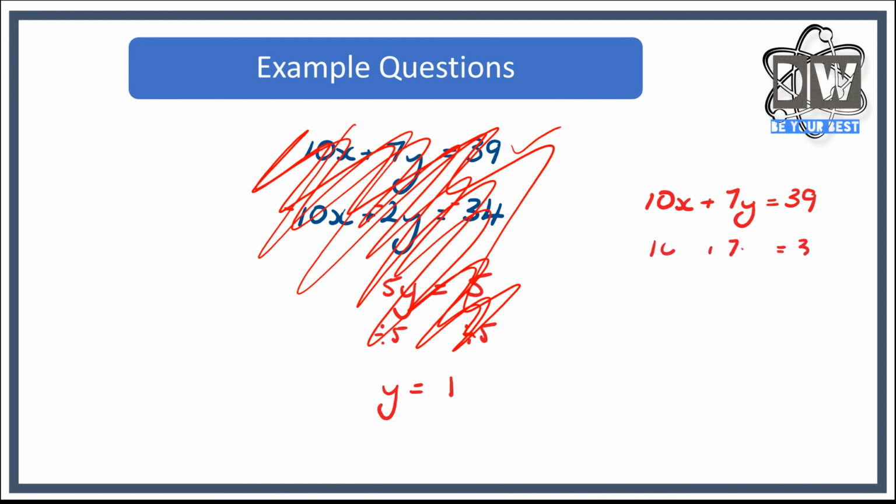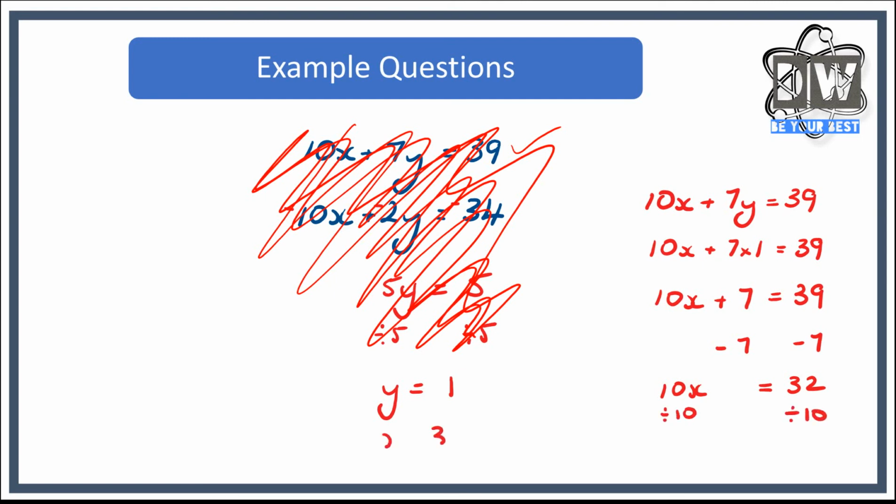Here we go, 10x plus 7 timesing by 1 equals 39. Well, what's 7 timesing by 1? It's 7, so it's 10x plus 7 equals 39. What's the next step? Hopefully you're all screaming at the screen saying, just take away 7 from both sides, sir. Then you'll be left with 10x equals 32. Divide both sides by 10, and we end up with x equaling 3.2.